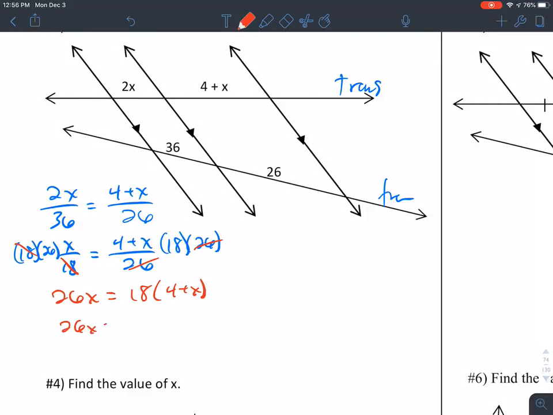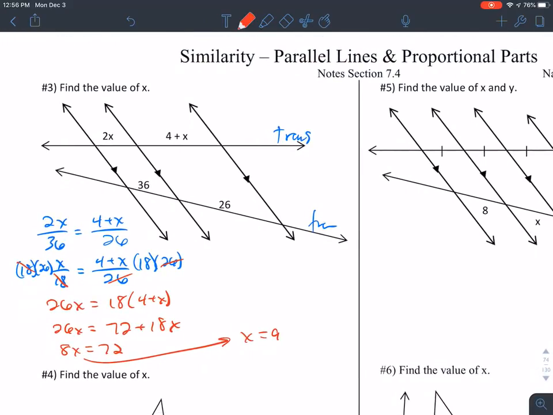If we distribute the 18, 18 times 4, I believe, is 72, plus 18x. If you subtract 18x from both sides, you're going to get 8x equals 72. And if you divide both sides by 8, you're going to get x is 9. So I think that works out. Once again, I'm not great with numbers, but the process here is correct.